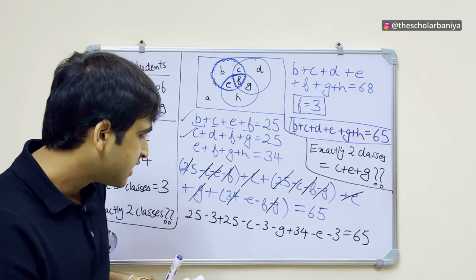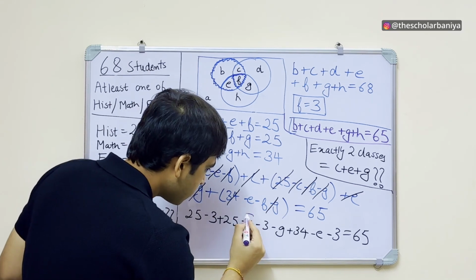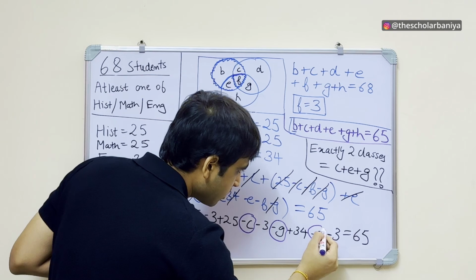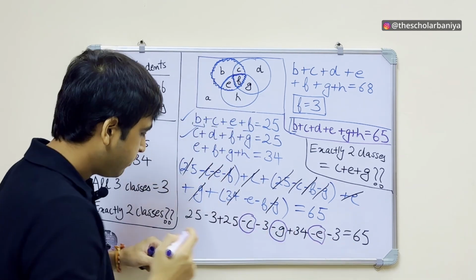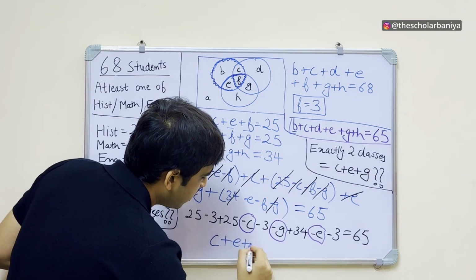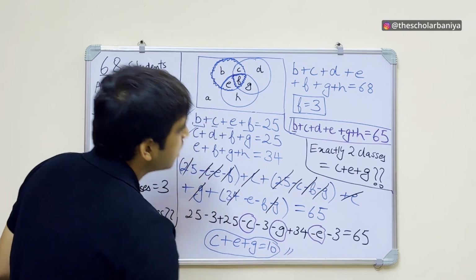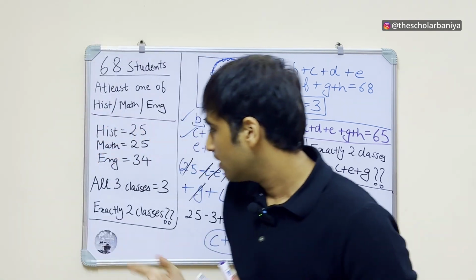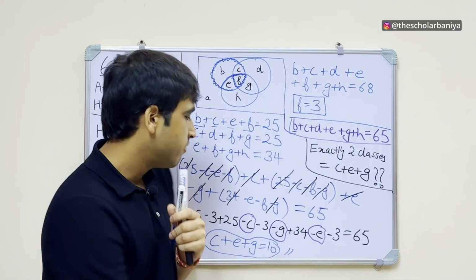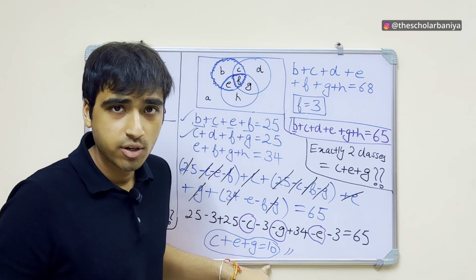I think you can just solve this and you'll get the answer. So C plus E plus G. So if you see C, G and E and rest all are numbers. So if you solve this, you will get C plus E plus G is equals to 10. So this is your final answer, that the number of students who are exactly attending 2 classes will be 10. I hope this is clear. You can just solve this and you will get 10 as your answer.